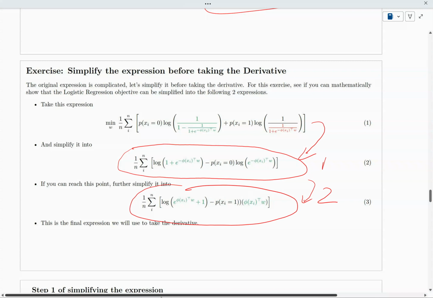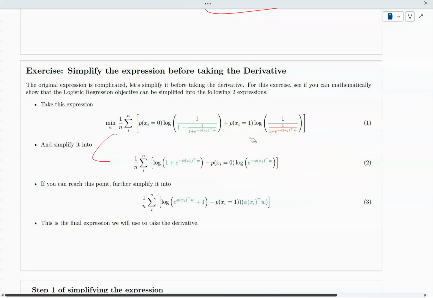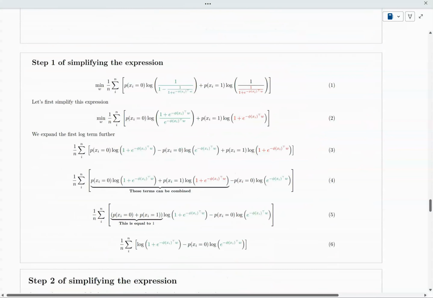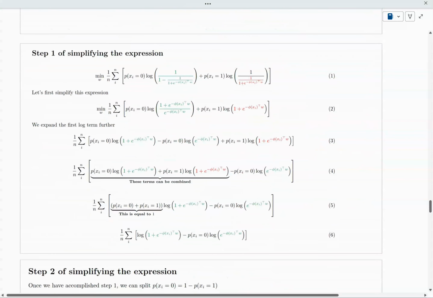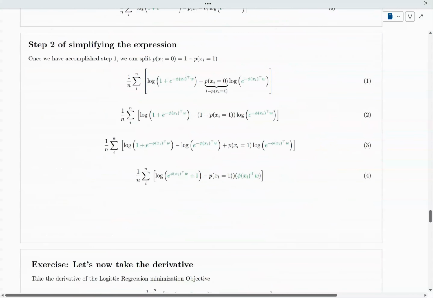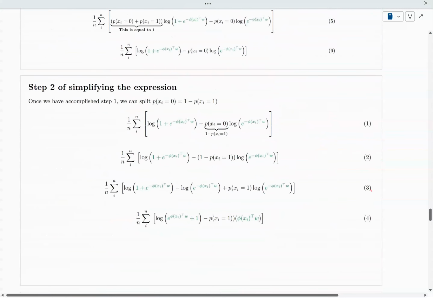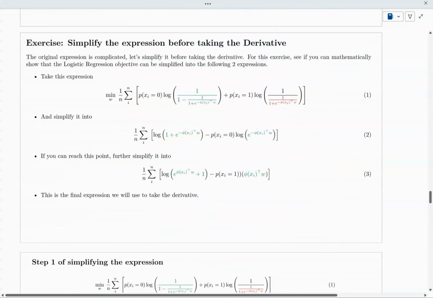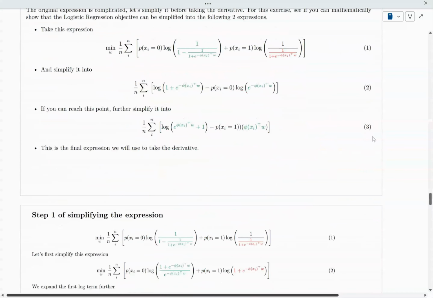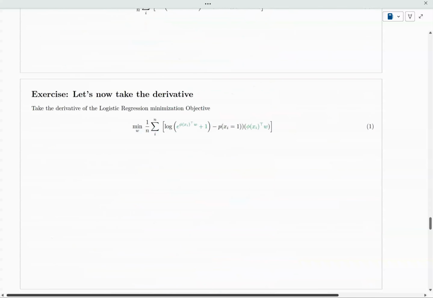For your exercise, see if you can identify how you can simplify this equation drastically into something that looks like this. The solution is on the next page. This is how you do the first step, and this is how you do the second step. Hopefully you are able to achieve that. Your ability to manipulate this equation mathematically is what determines whether you are able to simplify it. All right. Once you have simplified, then the idea is easy.